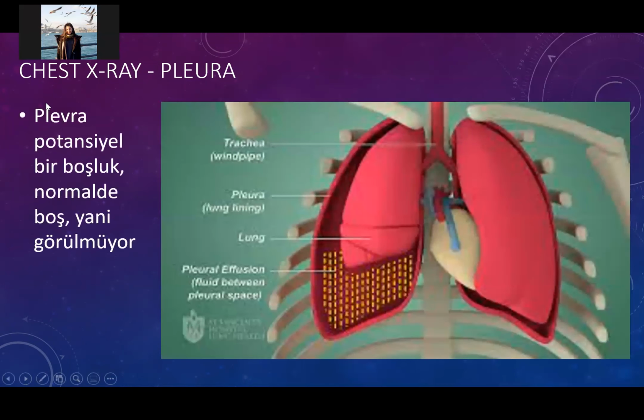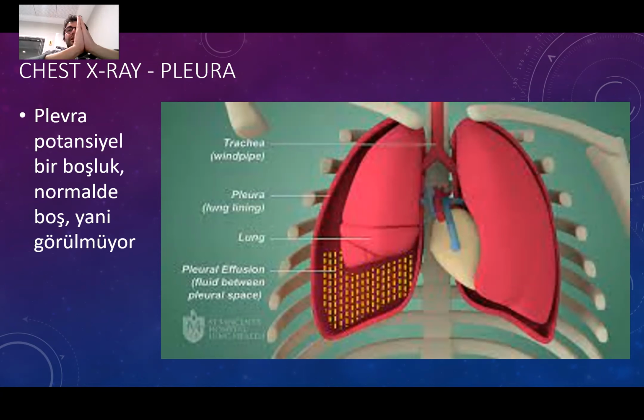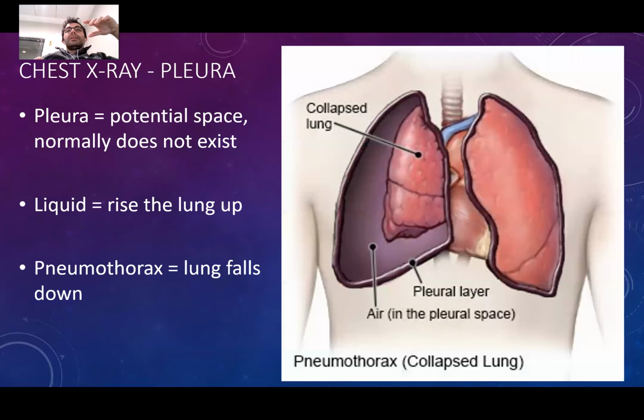So pleura is a potential space. It usually doesn't exist. It's just two pleural lines sticking to each other. But when there's something inside it, then you start seeing the pleural lines. And if there is liquid in the pleura, because of gravity it goes down, because the lung is light, right? So the lung is going up and the fluid is going down. And when there is air, then the air comes up and the lung goes down. You should think of it in terms of gravity.